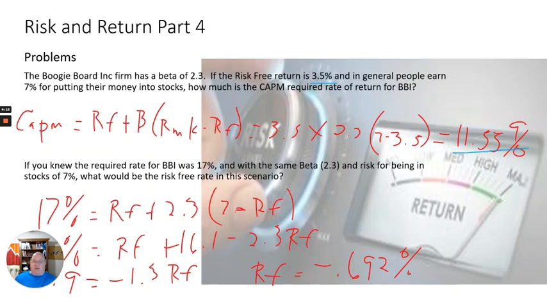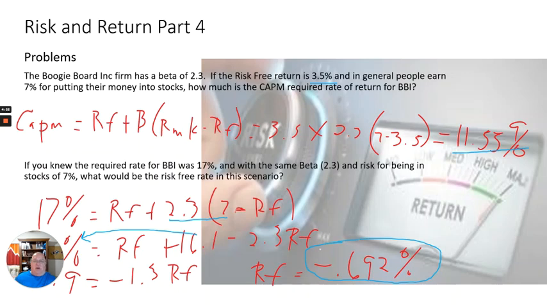So we have the 17% over here is still equal to a risk-free rate, plus when we take 2.3, multiply it by the 7%, we have 16.1%. And we move across here and multiply 2.3 times the risk-free, and we have a minus 2.3 risk-free. So when you put this through and you bring this over to the other side of the equation, you have 17% minus 16.1 gives you a 0.9% over here on the left side. And we have that it's still the risk-free minus 2.3 risk-free, which actually gives you minus 1.3 risk-free. And when you solve for that, you find out that the risk-free rate of return is minus 0.692%.